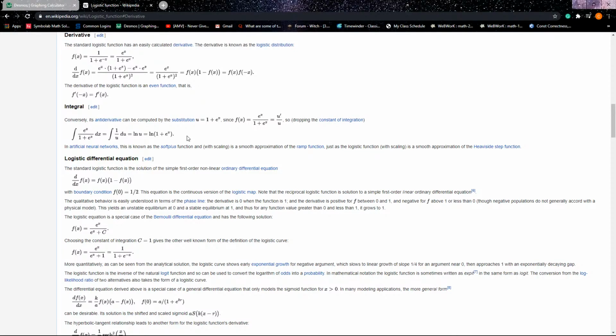f of x equals 1 over 1 plus e to the negative t. Yeah, but instead of having a 1 in the numerator, there's a 3. Yeah. What? Just take the 3 out. You're right. Yeah.